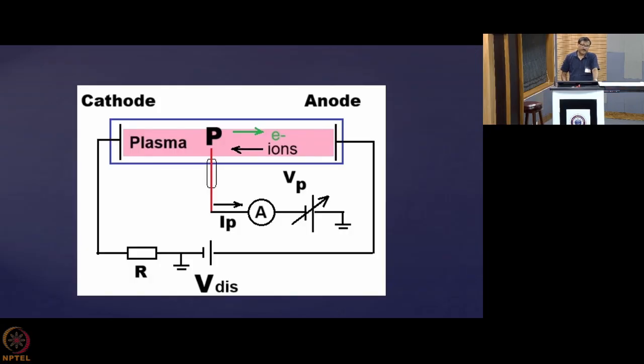Now the typical connection that you make for Langmuir probe measurement: this is the discharge tube, this is the plasma, and these are the electrons.